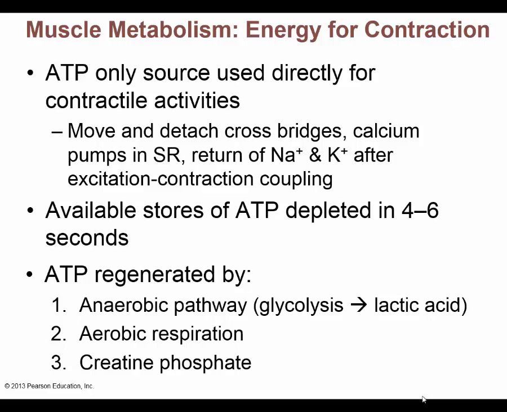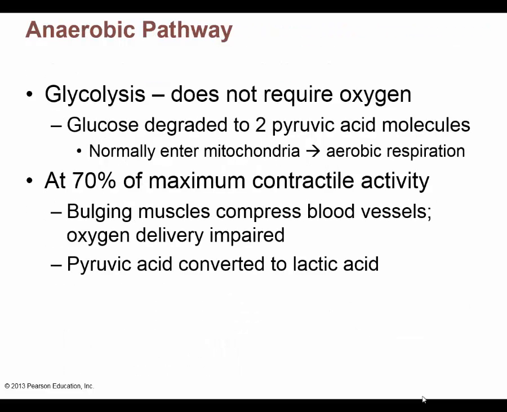These are kind of the 3 ways we can try to generate ATP as fast as we use it. We're going to look at each of them a little bit. Creatine phosphate, I don't think we look at a whole lot. We're going to look at the anaerobic pathway. Again, this is that glycolysis.